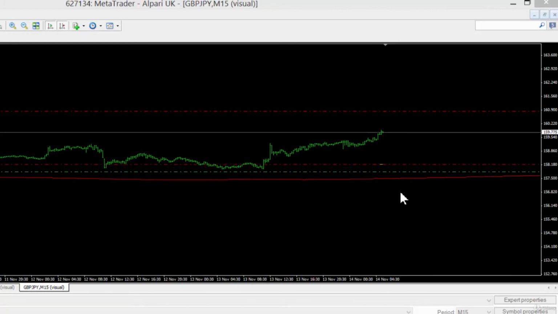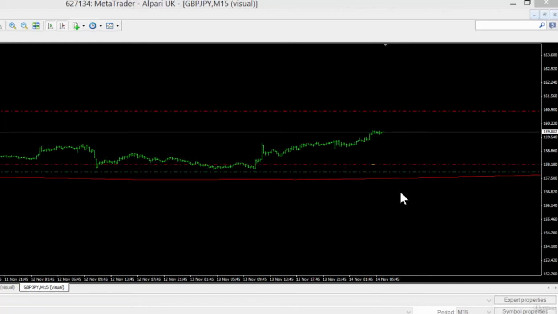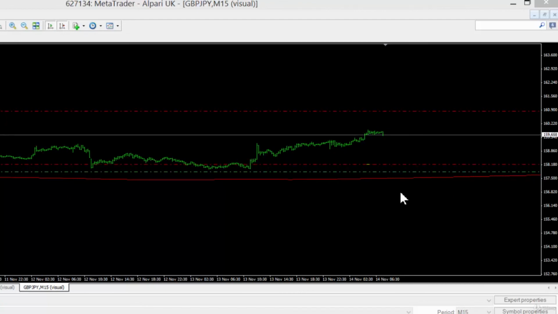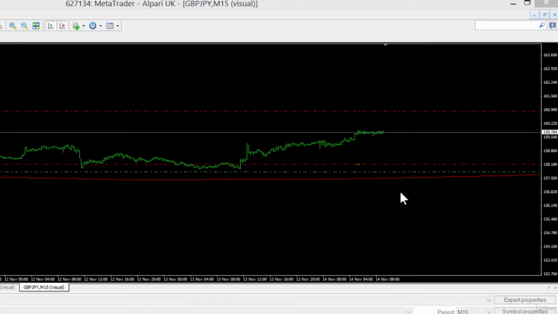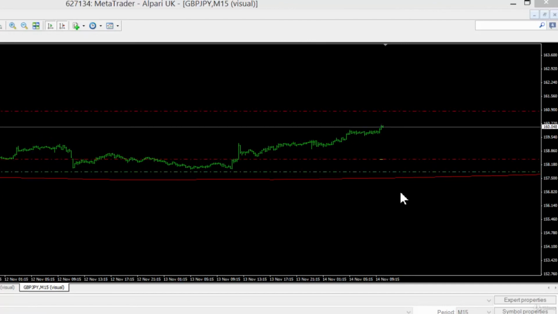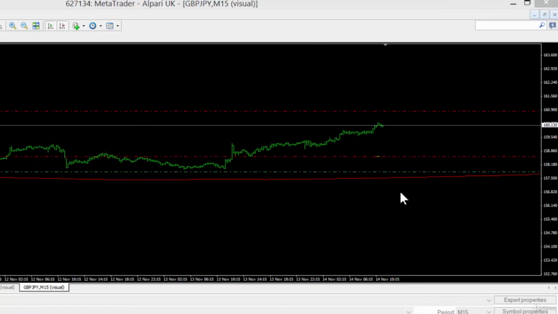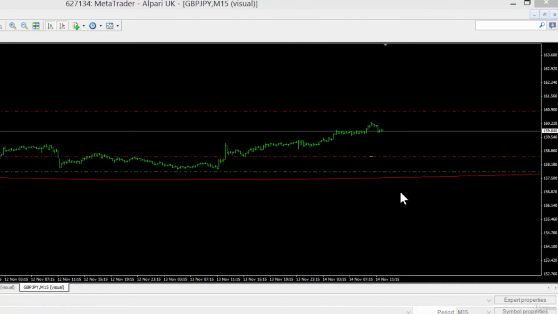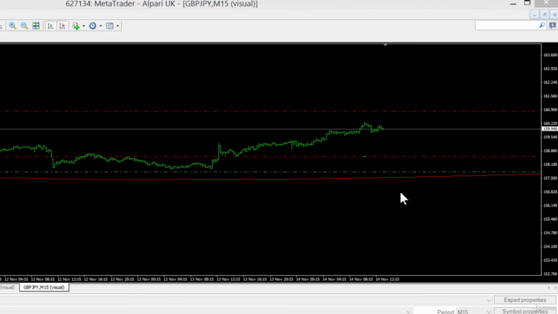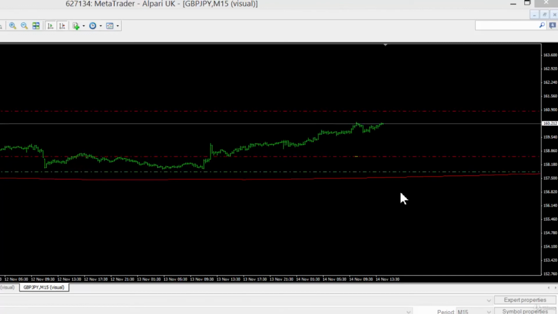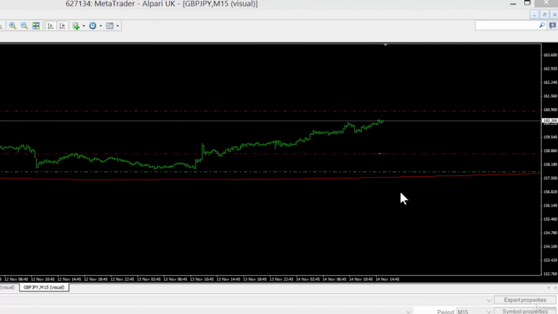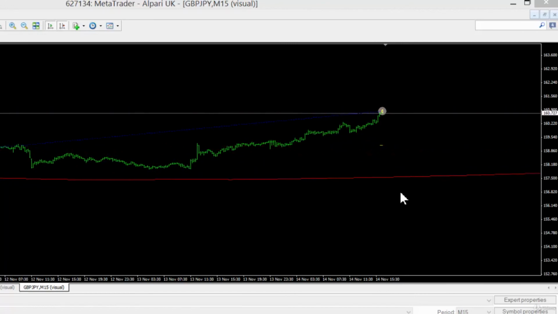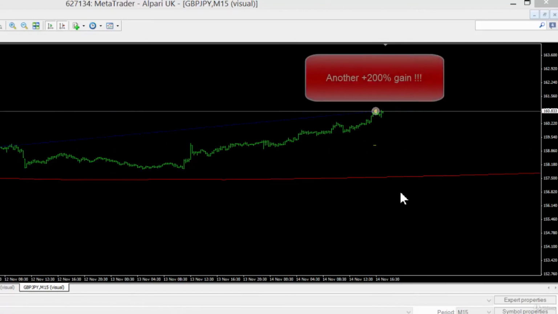Okay, the following stop has kicked in and is now above the entry level, so this is a no loss situation. It is moving up as the price is moving towards the target, and let's see what develops here. Okay, there's another positive transaction. It was a very long wait.